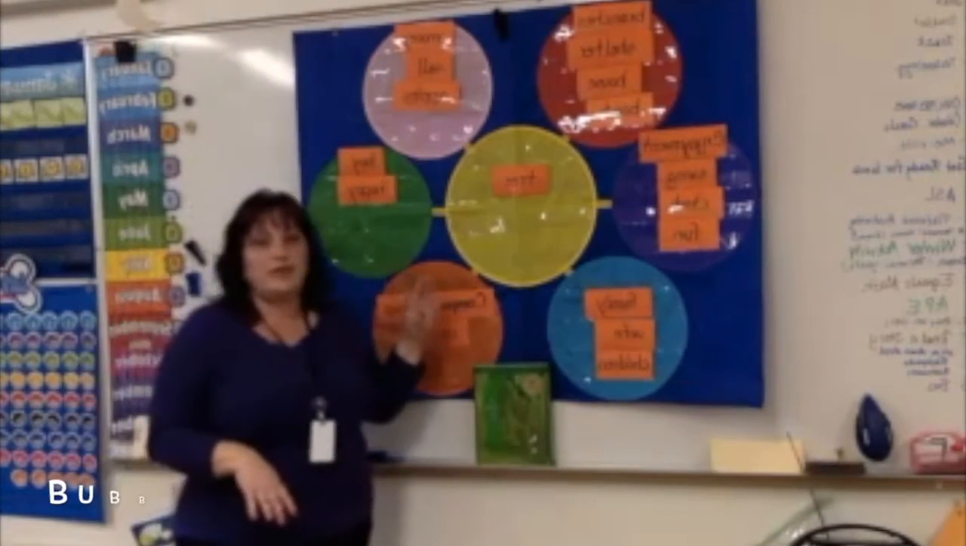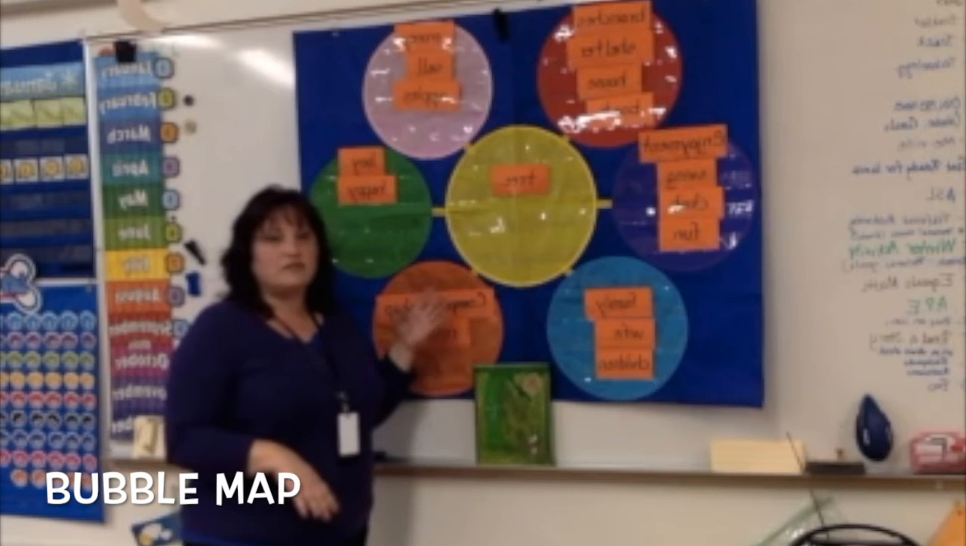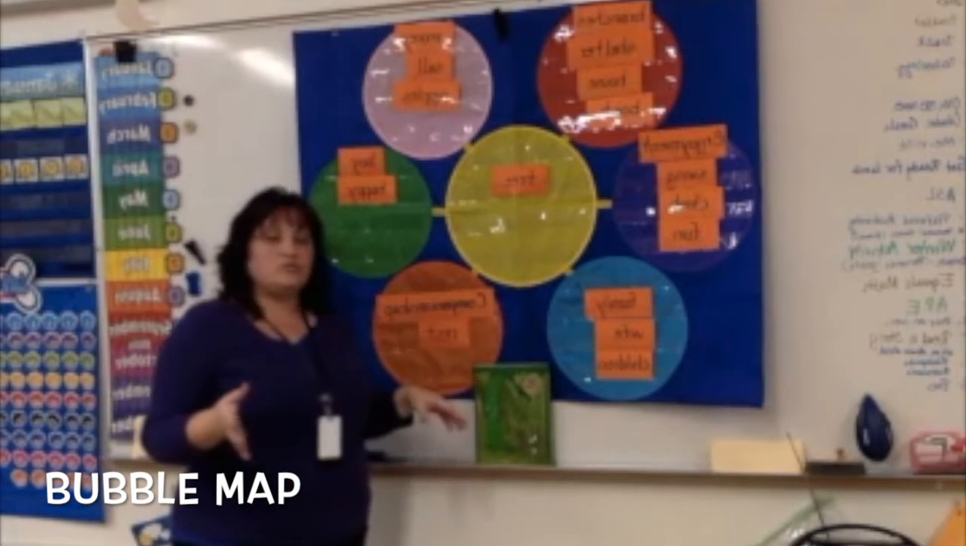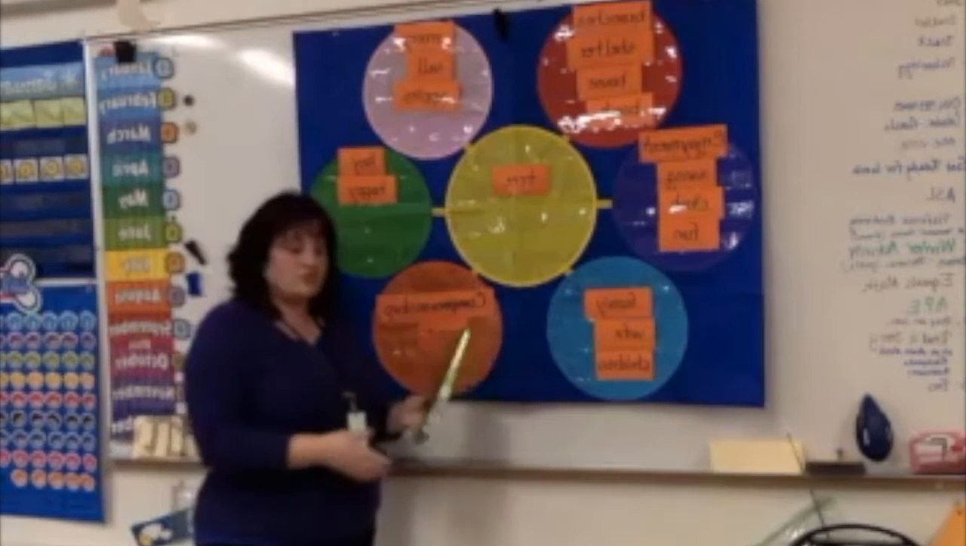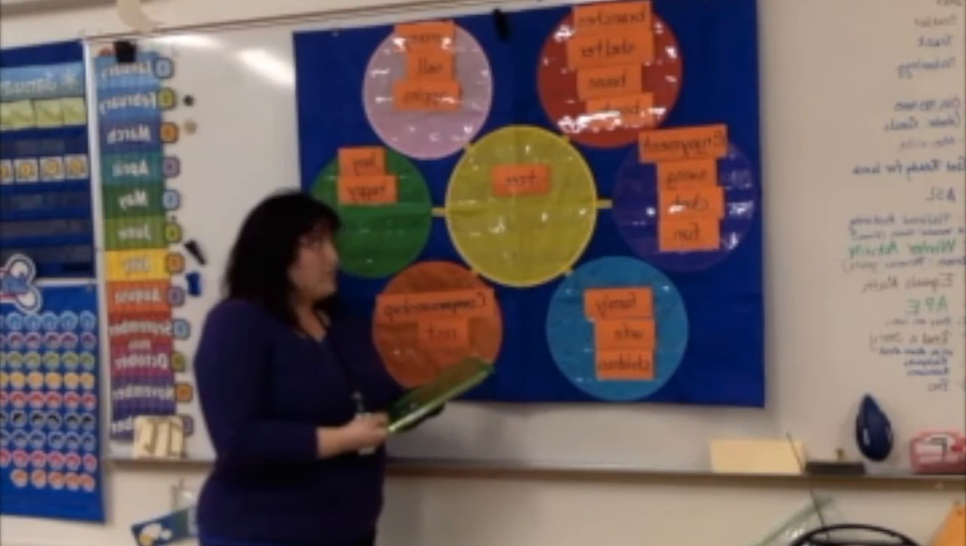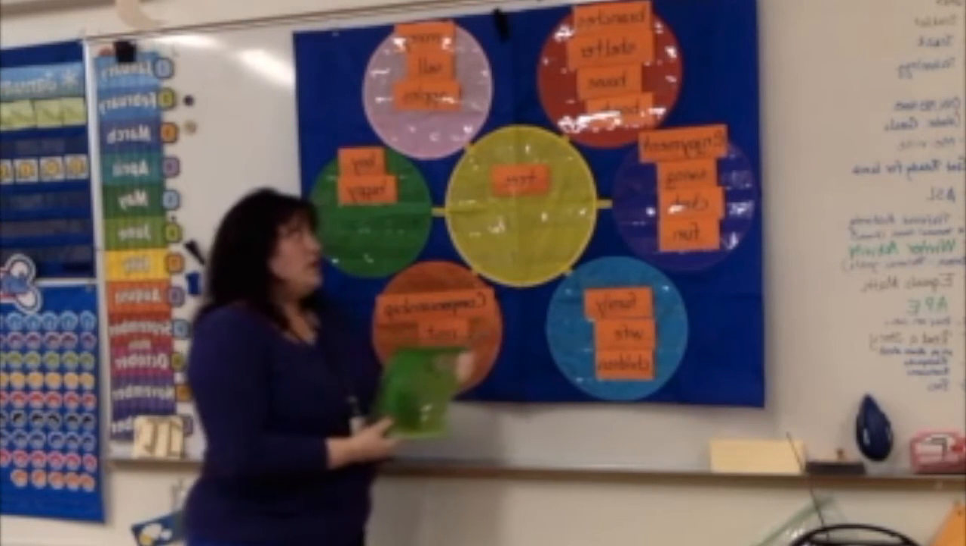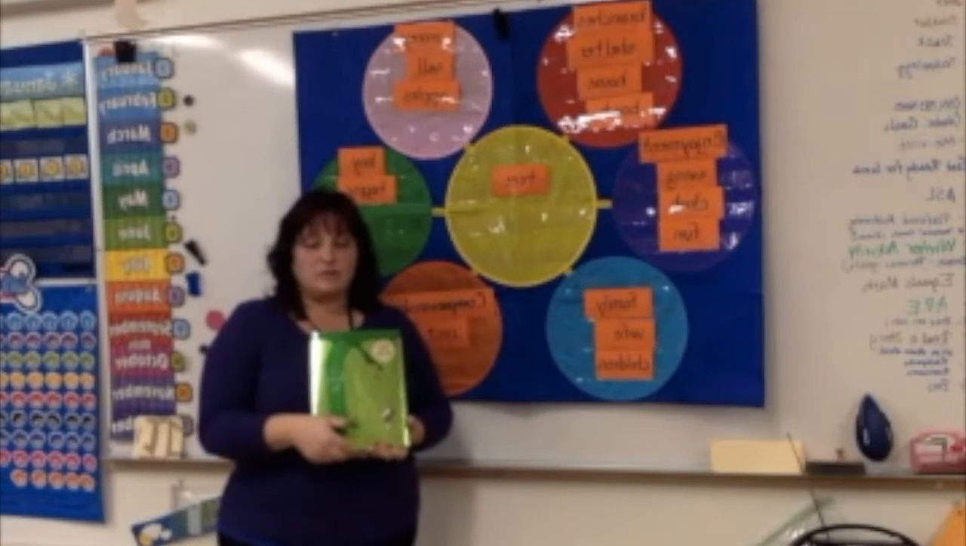This is called a bubble map. This is used to help our students, especially our ELL students, to learn vocabulary words. It's great to use during language arts, like when you're reading a story to them. Mine is going to be based off The Giving Tree by Shel Silverstein. So let's just assume that I already read the story to my students.